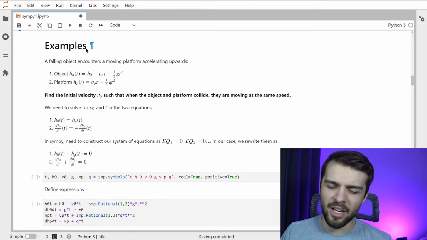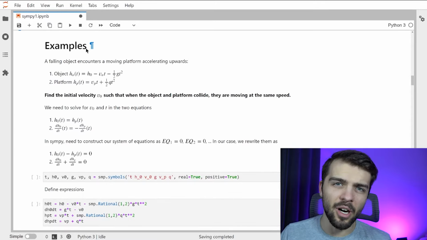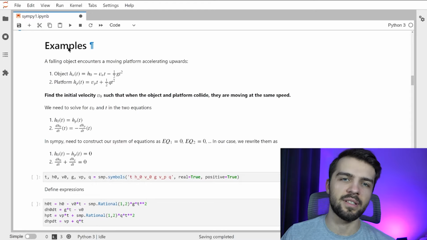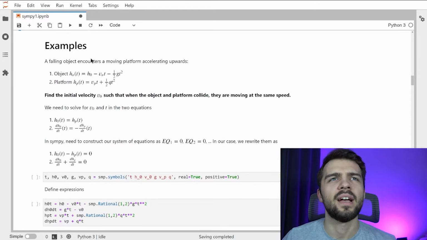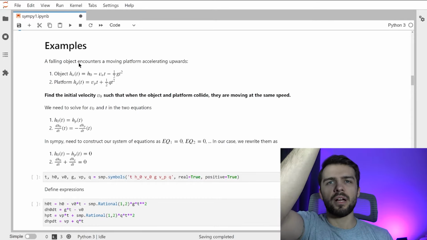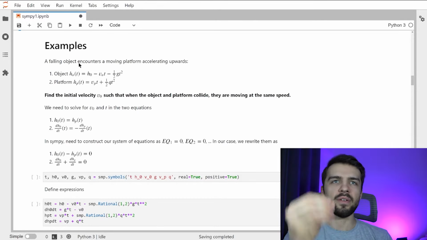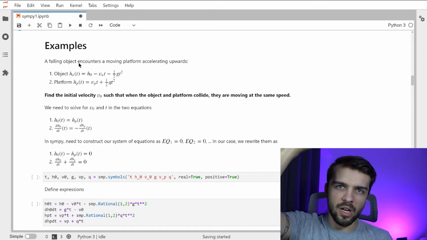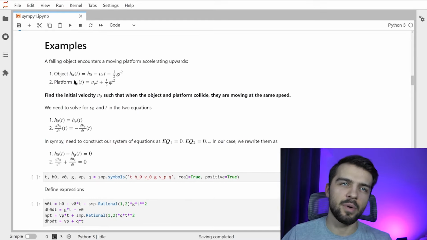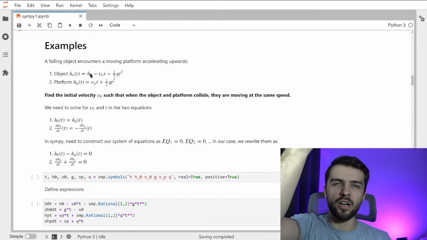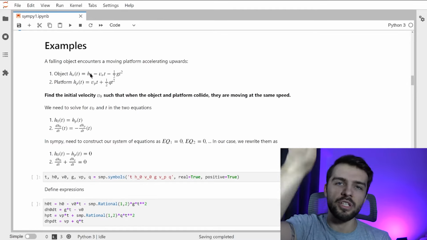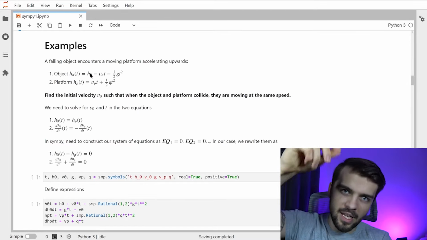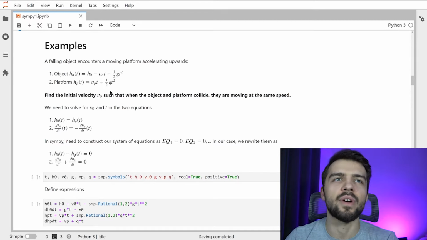So let's look at some actual useful and somewhat complicated physics examples here in SymPy, things that would be a little bit difficult to do by hand. So there's a falling object. In fact, I don't just drop it, I give it an initial velocity. So its equation of motion is h naught of t is equal to h naught, where you drop it from, minus that initial velocity times time minus 1/2 gt squared. So I'm throwing an object down and then it's falling under the force of gravity.